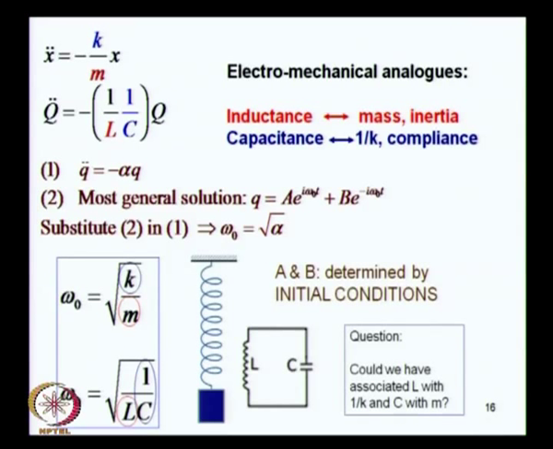Now I will leave you with this question: if we could have associated L with 1 over k and C with m, but I will let you worry about it.